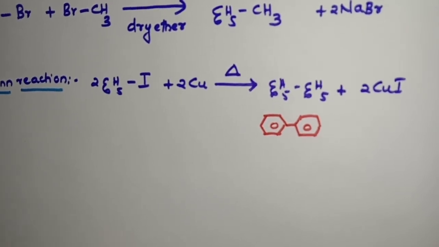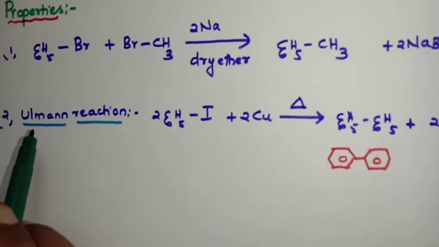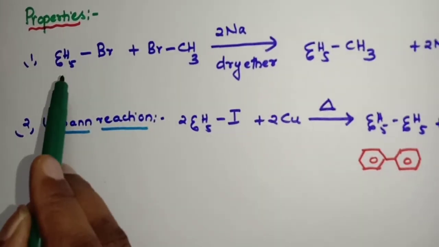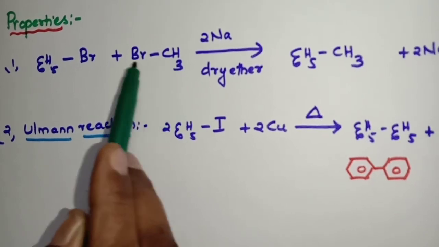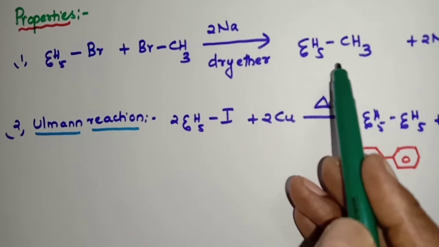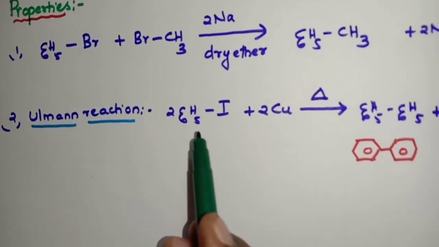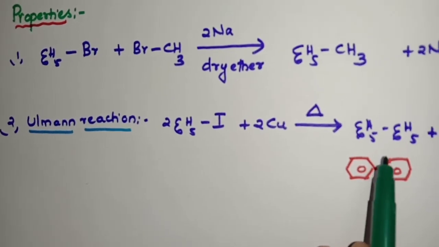Fine. Next. So, these are about the chemical properties of aryl halides. First one is bromobenzene plus bromomethane or methyl bromide, plus phenyl bromide with 2Na in dry ether, we get toluene. Next one is Ullmann reaction. Two molecules of iodobenzene heated with copper, we get diphenyl.